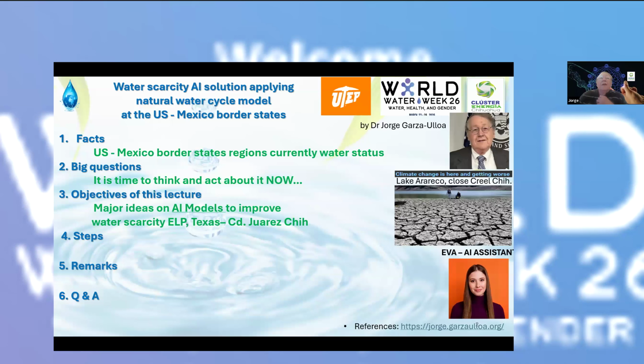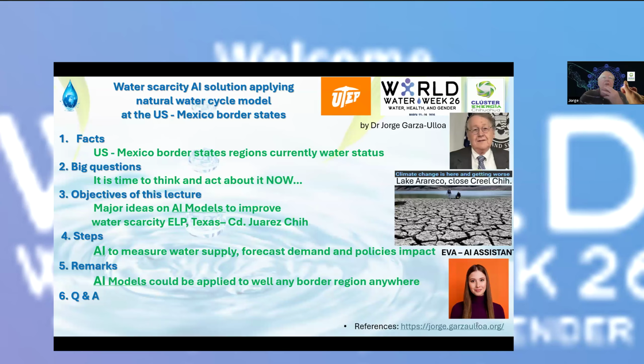Okay. Thank you. And we're going to find a way to measure the water supply. There is something that is missing in every part of the world. We have to know what amount of water we have. We need to forecast the demand, and we need to think about the policy to be implemented. And then finally, at the end, we're going to see the remarks, because this methodology could be applied in any border, region, anywhere in the world. Okay, and then put the question. Let's go and see it.